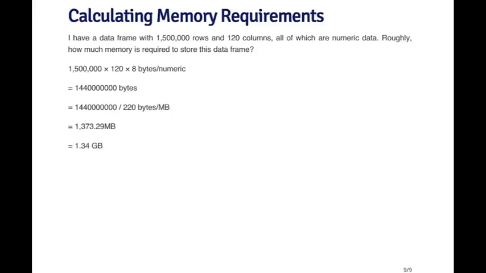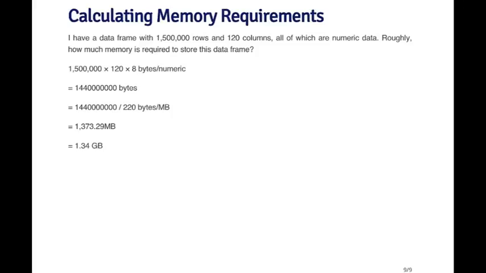Okay, so I can do a simple calculation. The number of elements in this data frame is going to be 1.5 million times 120, because it's a square object, and so that's the number of elements in the data frame. Now, if all the data are numeric, then each number requires 8 bytes of memory to store, because the numbers are stored using 64-bit numbers, and there are 8 bits per byte, so that's 8 bytes of memory per numeric object. So here's the number of bytes.